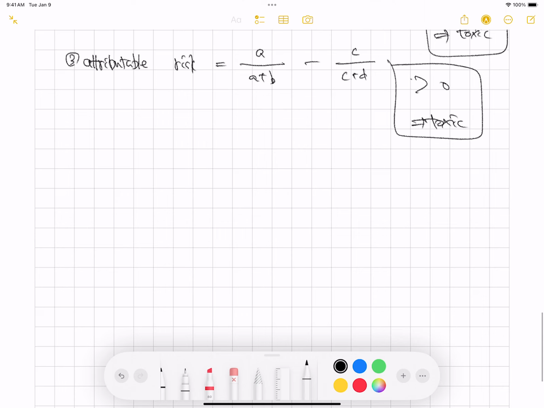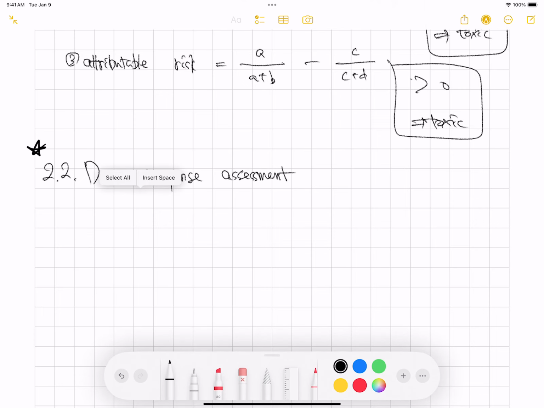All right. So the next topic is dose response assessment. This is the most important part.